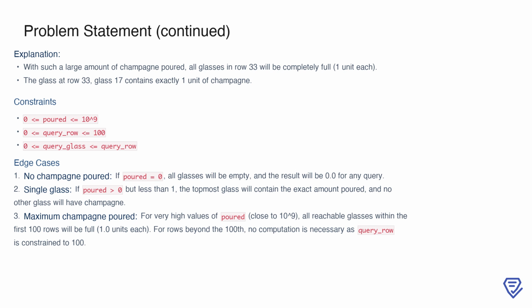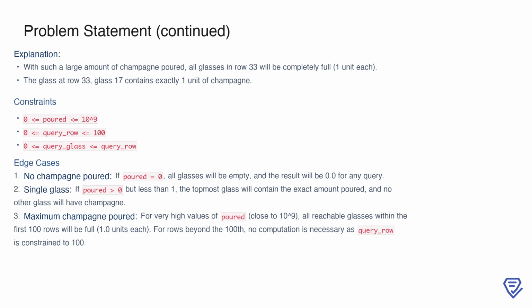Looking at the constraints, we see that the number of champagne units poured can go up to 10 to the power of 9, and the query is limited to glasses within the first 100 rows. This ensures that the problem remains computationally feasible. Additionally, edge cases, such as no champagne poured or extremely large values for poured, are also accounted for in the problem constraints.